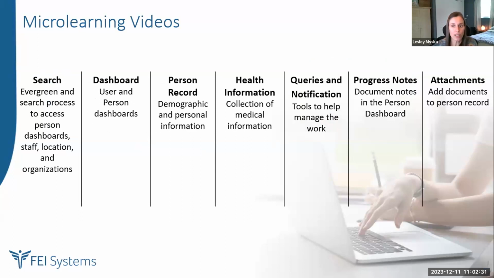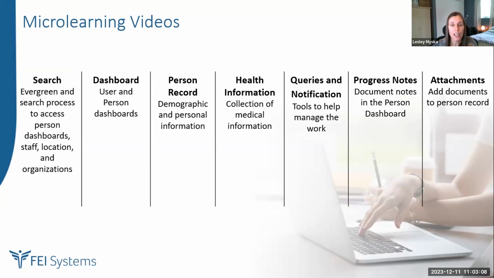These are brief videos that are available on the Evergreen project website at maine.gov/dhhs/EIS/Evergreen. The videos provide training for the following topics: search, which is an introduction to Evergreen and how to use the search function to access person records, staff records, location and organization records. Dashboards. There are two different types of dashboards in the Evergreen system. One is for the system user, that's your My Dashboard. And then there are dashboards for each of our individual person records.